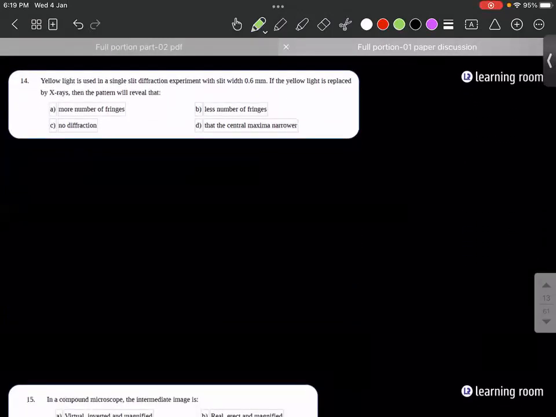Yellow light is used in a single slit diffraction experiment with a slit width of 0.6 mm. If the yellow light is replaced with X-rays, then the pattern will reveal what? What will happen? See, for a diffraction pattern to appear, what is the necessary condition? Size of the opening should be comparable to the wavelength of light.